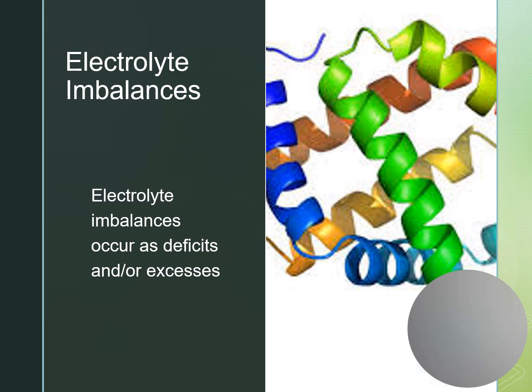Priority electrolyte imbalances include sodium, potassium, calcium, and magnesium. Remember that our levels are going to be elevated if we have dehydration because it's going to concentrate the electrolytes. And they're going to be low if we have a fluid volume overload because those electrolytes will be diluted.